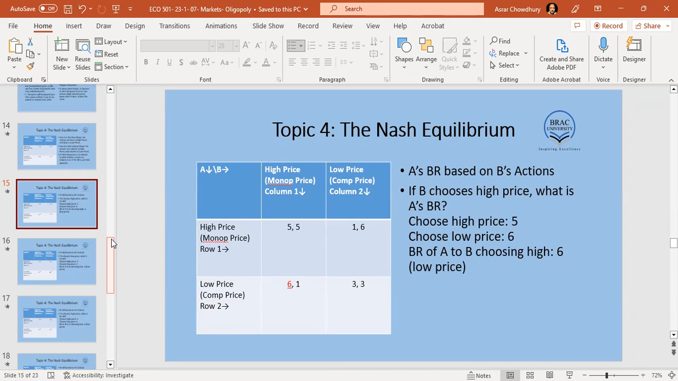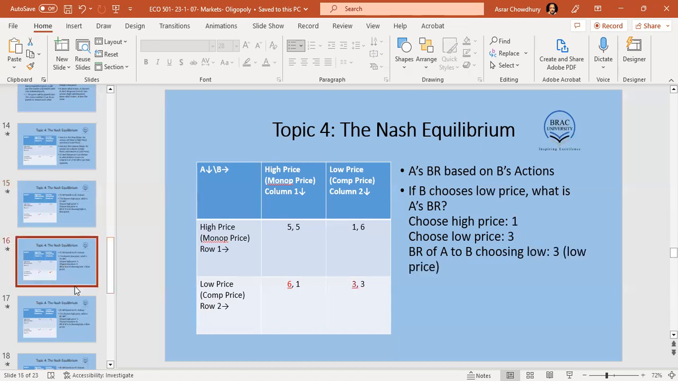If B chooses high price, what is A's best response? If he chooses high price, he gets 5. If he chooses low price, he gets 6. So A's best response to B choosing high is 6. এই যে আমরা এখানে আন্ডারলাইন করে দিলাম। পরেরটা দেখি। If B chooses low price, that means he plays on column 2. তাহলে আবার কি low price চুজ করবে না? A সে যে হাই প্রাইস করে সে পাবে 1, লো প্রাইস করলে পাবে সে 3। তার বেস্ট রেসপন্স কোনটা? লো প্রাইস চার্জ করে না?